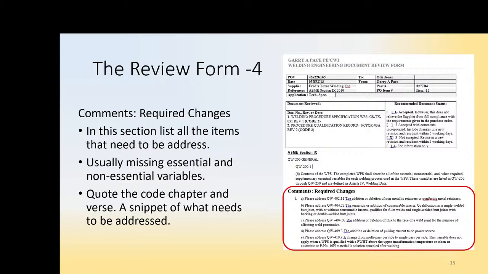So when I write things up, this is how I do it. I just say, please address QW 402.11, the addition or deletion of non-metallic retainers or non-fusing metal retainers. Boom. This one's to ASME Section 9, but I go down chapter and verse and copy that section out of the code, the things that they need to address. I just go through them, boom, boom, boom. All right, here you go. This is what you need. And I address it like that. And, please, please, please. They know they've got to fix it.